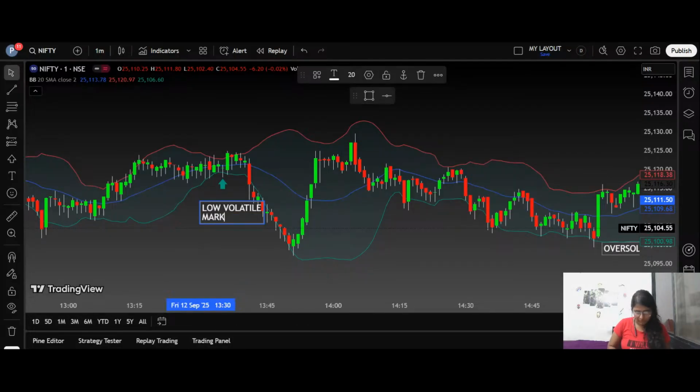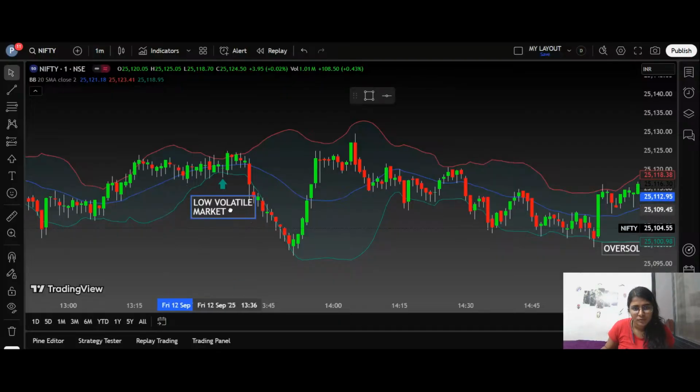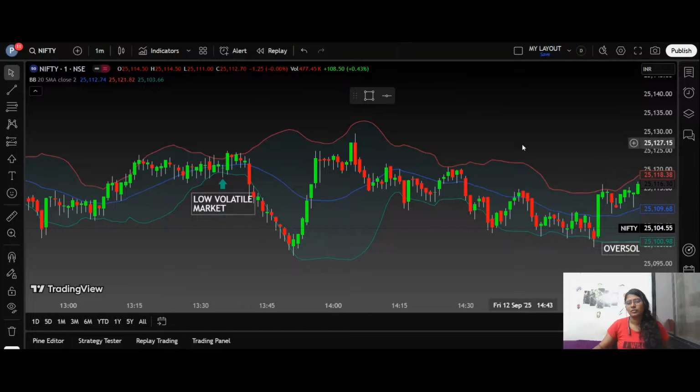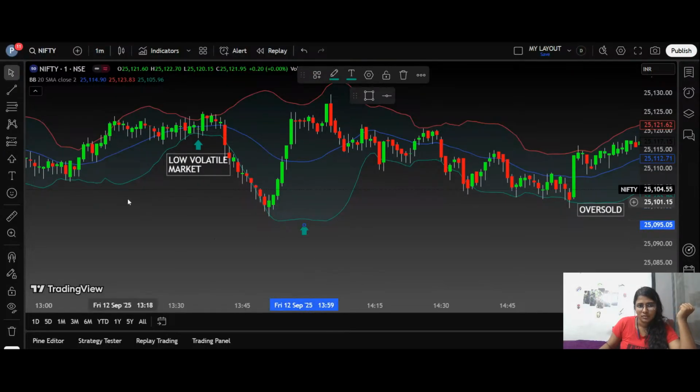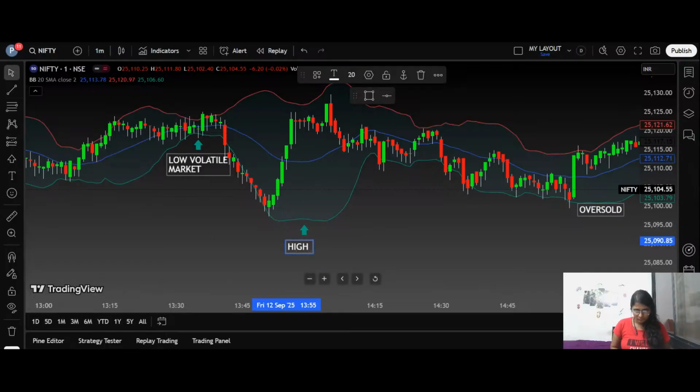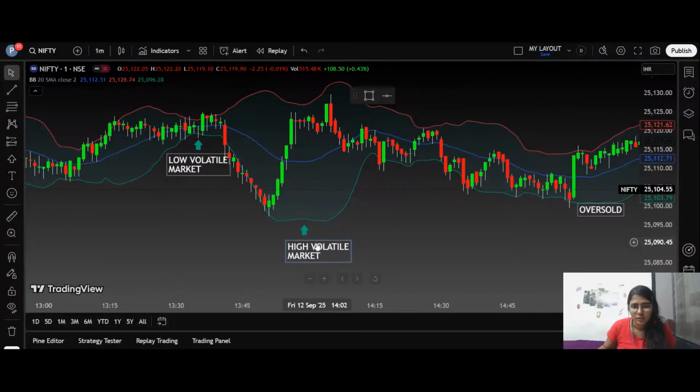We call it a very low volatile market. And if this width is very much wider, see, this is not wider, this is very small, this is shrink, this is very much shrink. And if this width is very much wider, then we call it a very high volatile market.